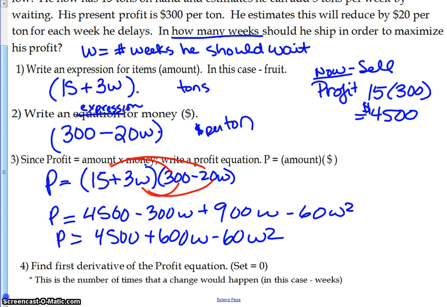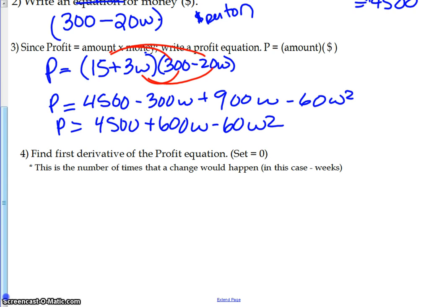Now our process is to find the first derivative of our profit equation. So in other words, I want to find P prime. I want to see what's the first derivative of this profit equation. Well, the first derivative of 4,500 is 0. The first derivative of 600W is just 600, and then minus 120W.